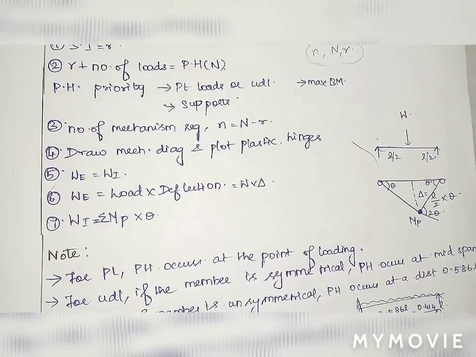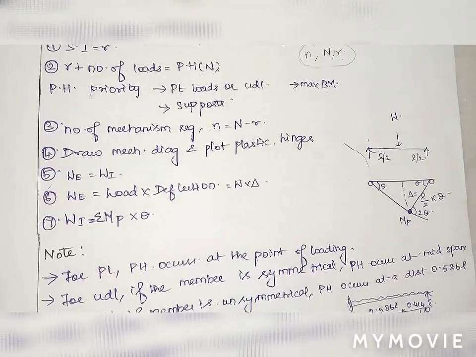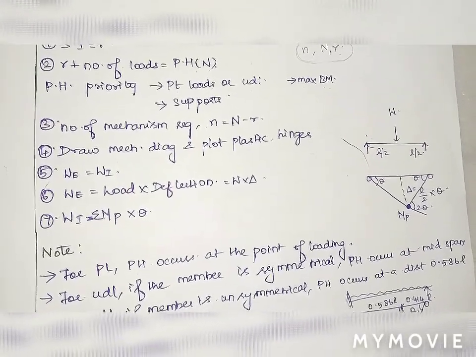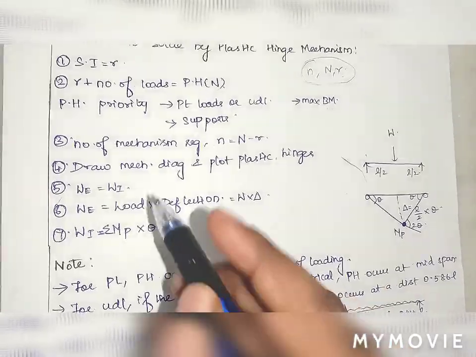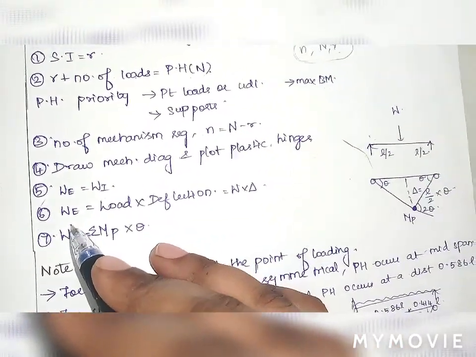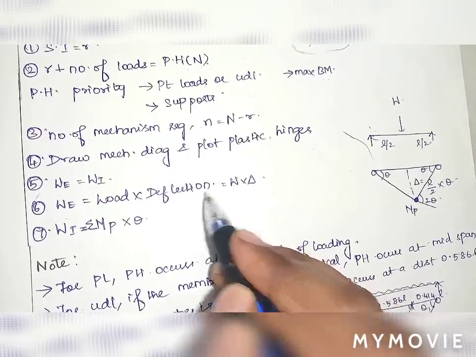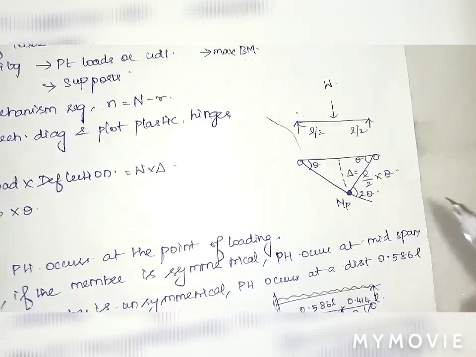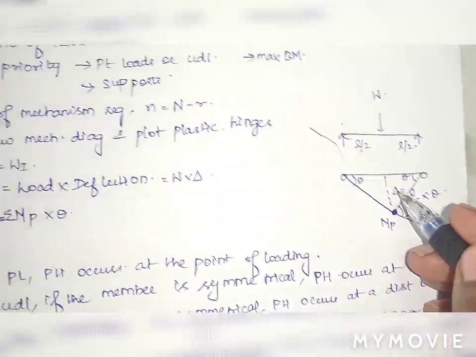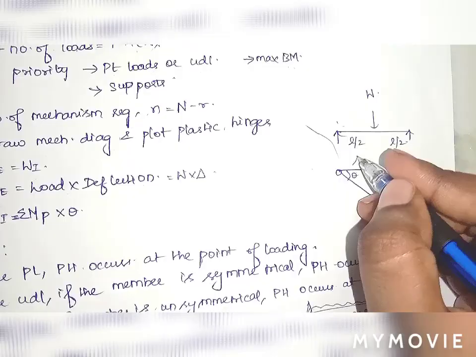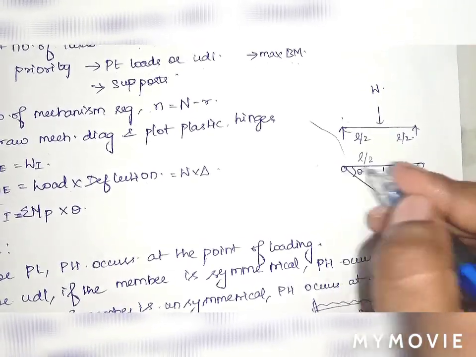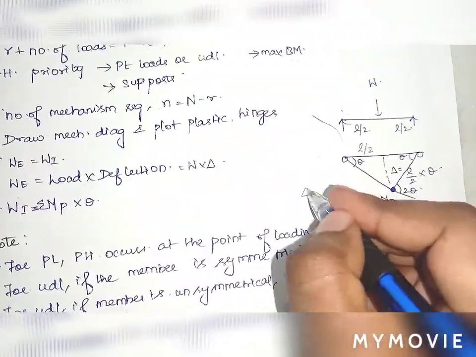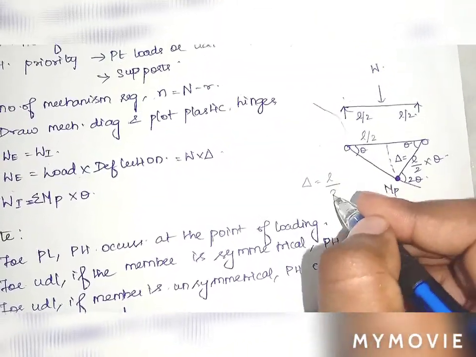Okay, using this work done only we will be calculating the plastic moment and the collapse load. You already know that by principle of virtual work, external work done is equal to internal work done. External work done in a beam is equal to load into deflection, which is W into delta. This deflection delta is always equal to the distance from the support, L by 2, into the corresponding rotation theta. So delta is equal to L by 2 into theta.